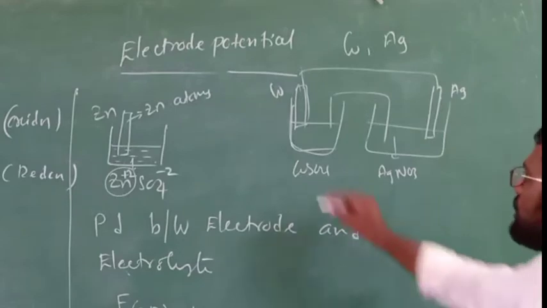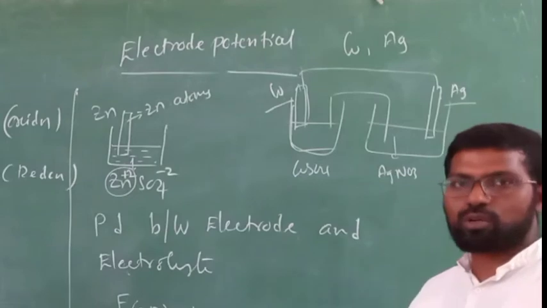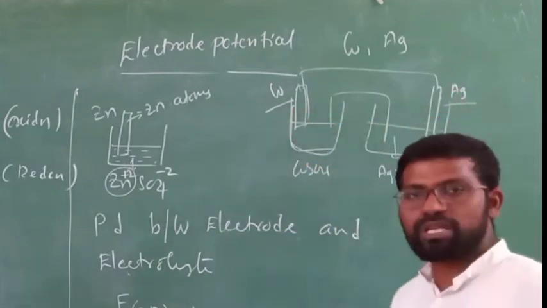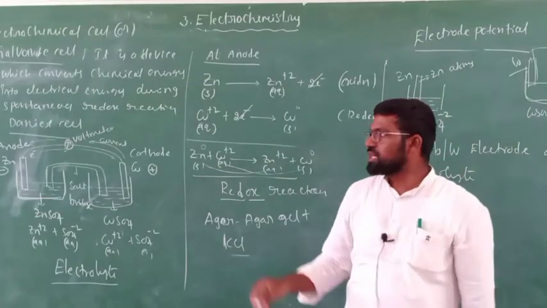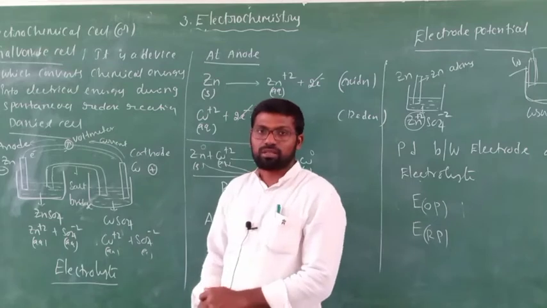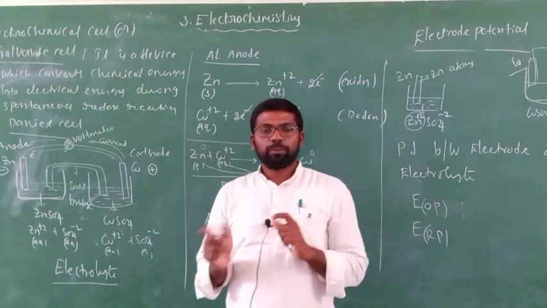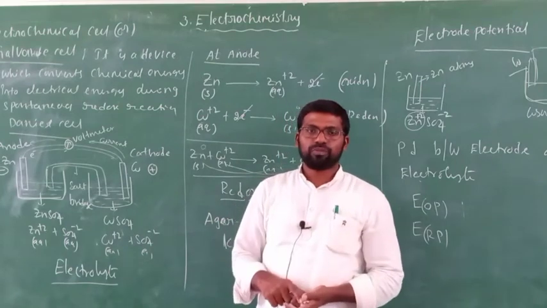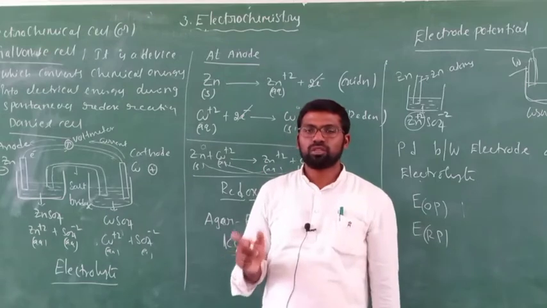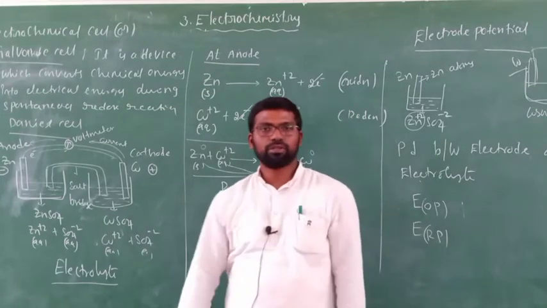The reason is, among copper and silver, copper has more tendency to lose electrons when it is connected with a silver metal rod. Whereas when copper is connected with zinc, then copper has more tendency to gain electrons. That means the tendencies of losing or gaining electrons depend on the other electrode. So electrode potential is a relative tendency, not an individual tendency. It depends on the relative tendency.